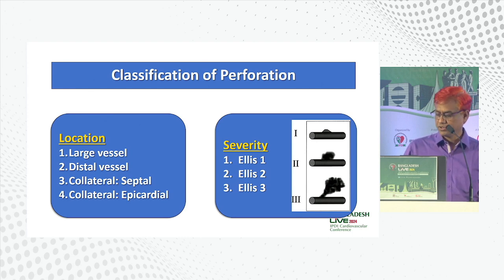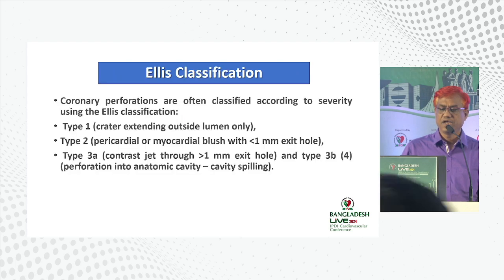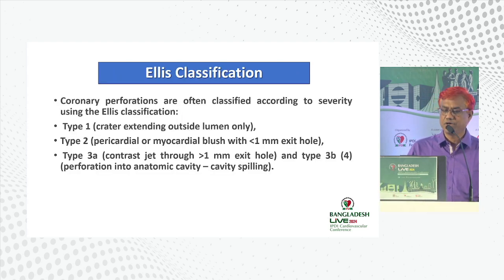Ellis 1 perforation is a crater extending outside the lumen, and type 2 is pericardial and myocardial blush, with exit hole less than 1 millimeter. Type 3A is contrast extravasation when the exit hole is greater than 1 millimeter, and type 3B is perforation into an anatomical cavity or cavitary spilling.